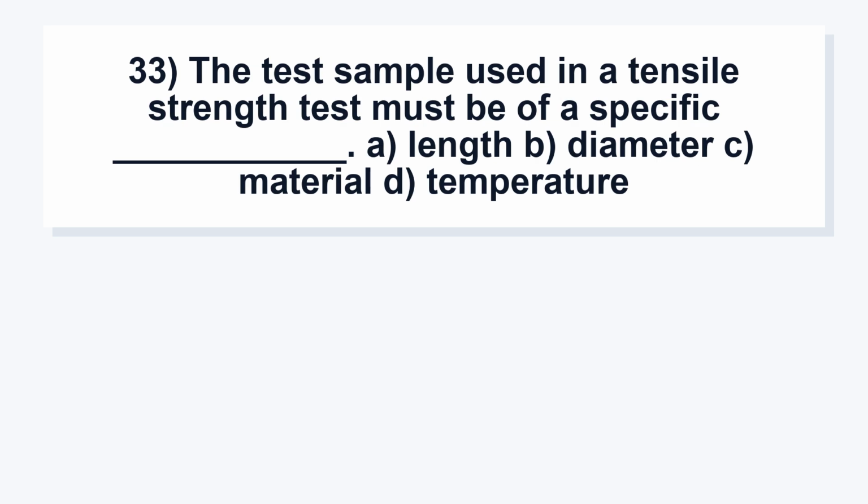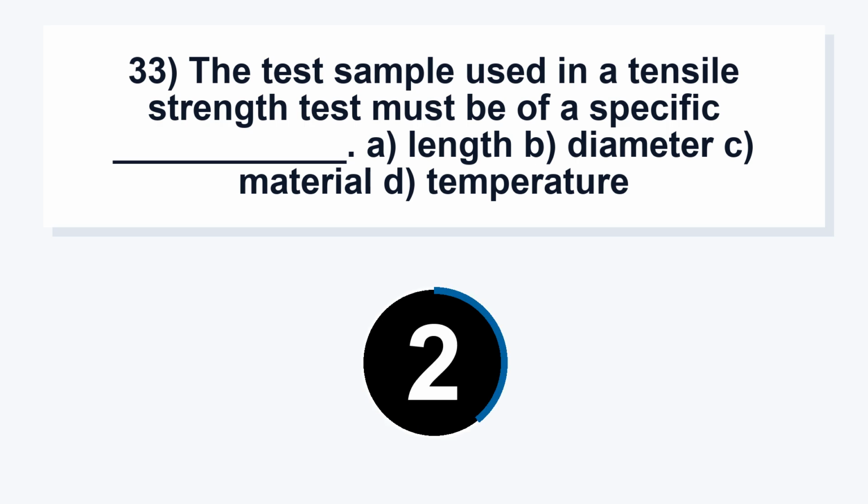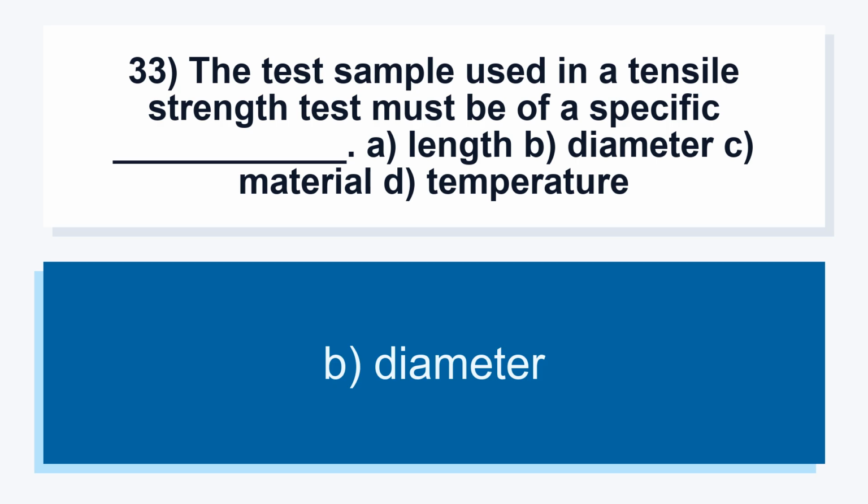33. The test sample used in a tensile strength test must be of a specific ______. A. Length. B. Diameter. C. Material. D. Temperature. B. Diameter.